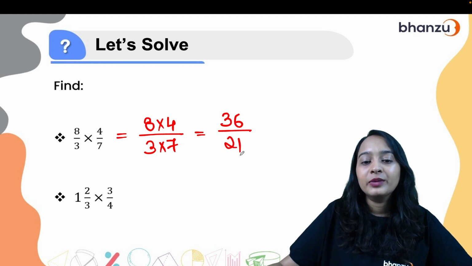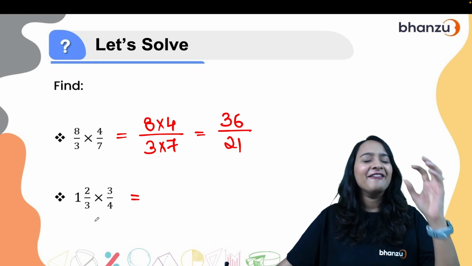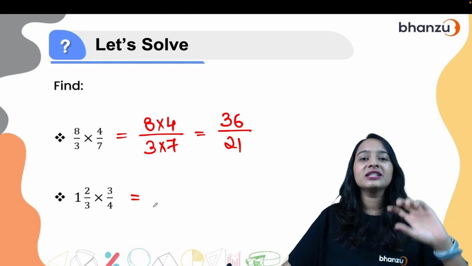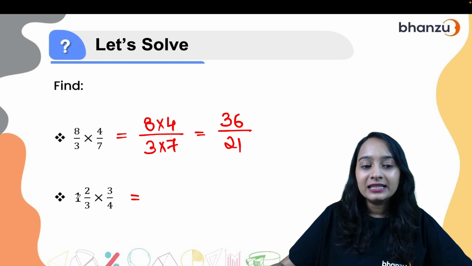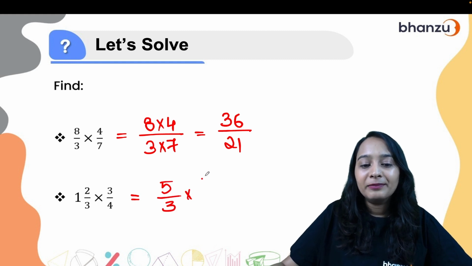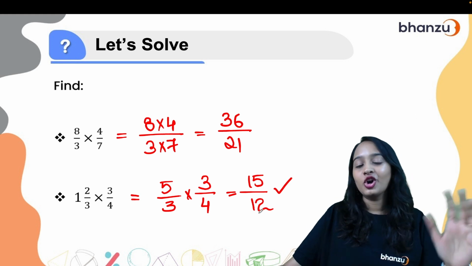36 by 21. Now what about when you have a mixed fraction? Whenever you see a mixed fraction, just convert that into an improper one. 3 into 1 is 3. 3 plus 2 will give you 5 by 3 multiplied with 3 by 4. Multiply the numerator with the numerator, denominator with the denominator, and tada, you got the answer.